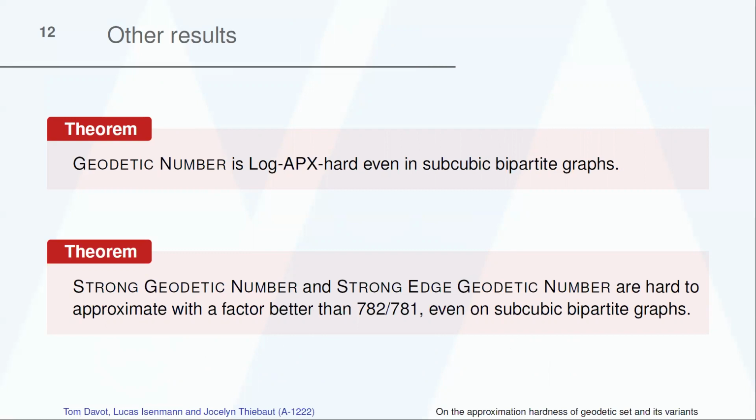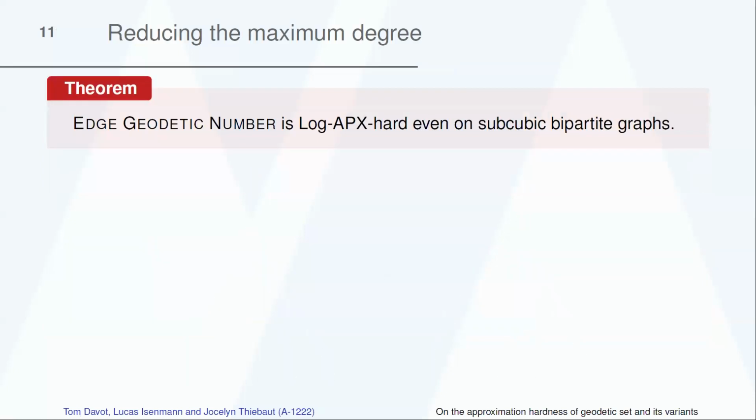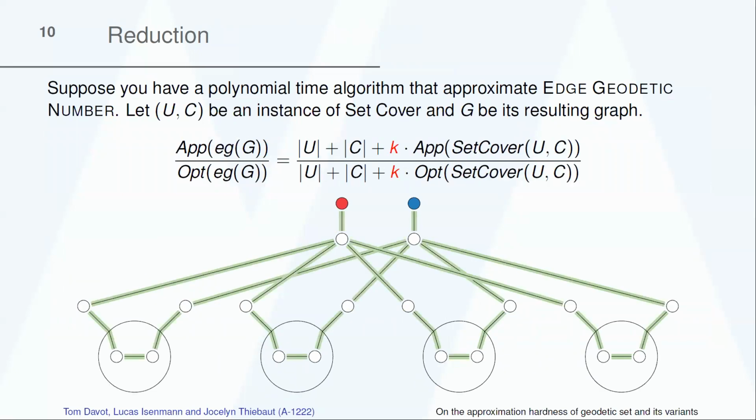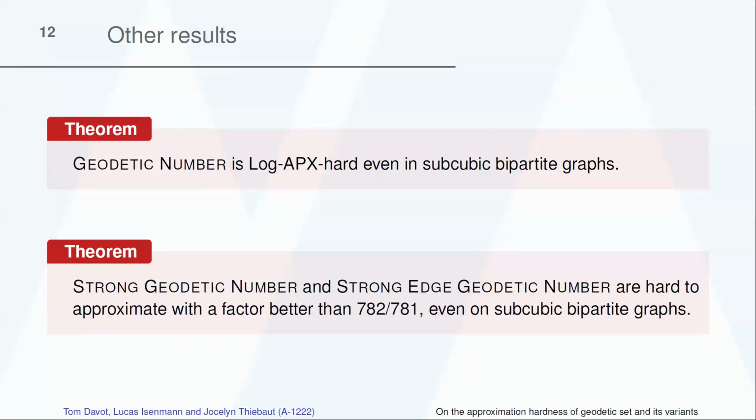However, the whole construction I just presented doesn't work for the strong geodetic number, and it's pretty easy to see because we'd use the same shortest path again, several shortest paths again. So it's not working. However, if you remove the copy part, the reduction works on strong geodetic, and we can use this reduction to prove that it's hard to approximate with a factor better than this ratio.